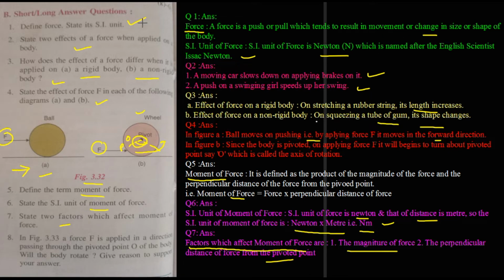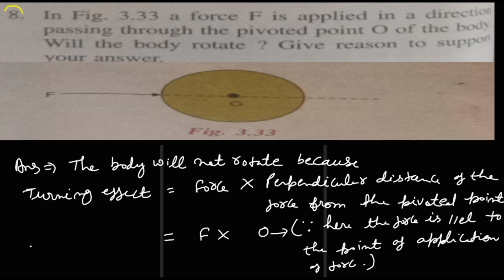Now we will move on to the next question, that is question number 8. It is given here in figure 3.3. A force F is applied in a direction passing through the pivoted point O of the body. Will the body rotate? Give reason to support your answer. So here students, the body will not rotate. Why?